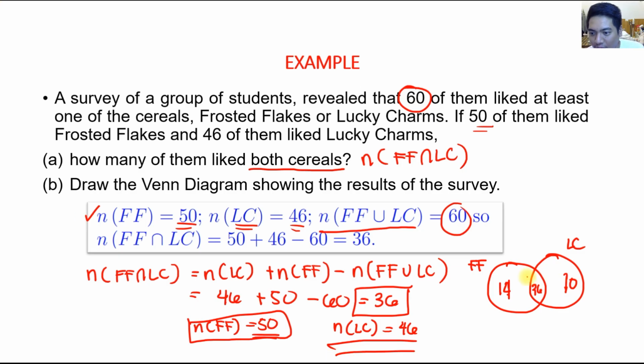Now, if we add all of this, 36 plus 14 plus 10, we get 60, a total of 60 students who participated in the survey. So that's the Venn diagram for the second one.